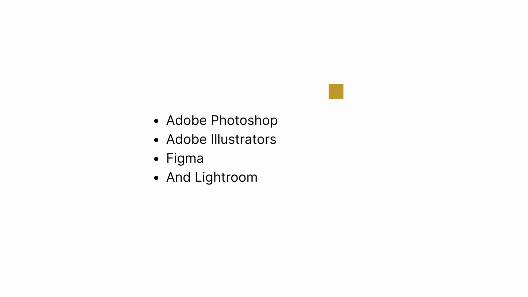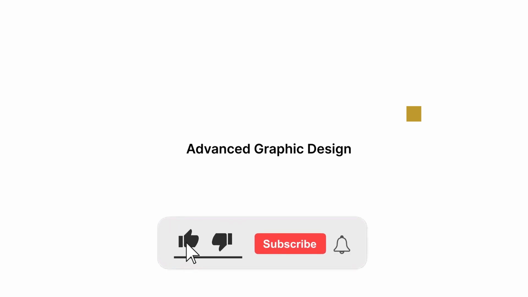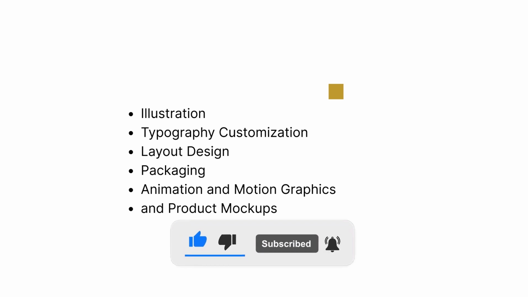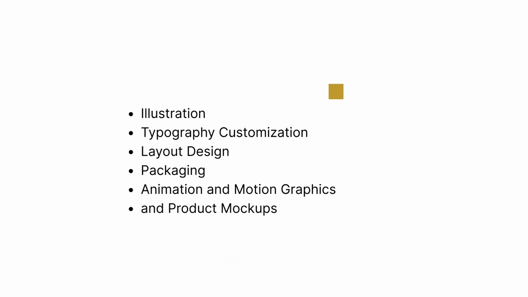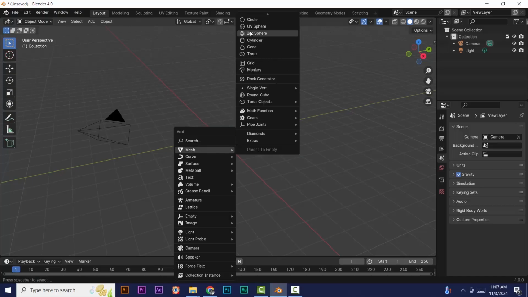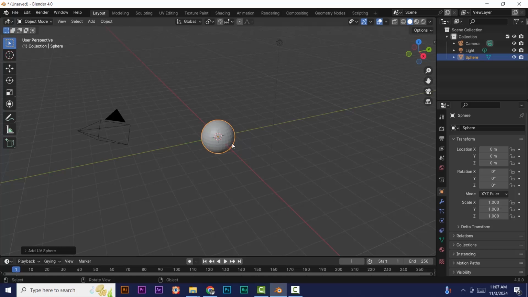Now let's talk about the advanced graphic design skills. These are often used to create a more specialized character and personality in the brand identity design system. You will need skills like illustration, typography customization, layout design, packaging, animation and motion graphics, and product mockup design. You will need tools like FontLab, Adobe Photoshop, Adobe Illustrator, Figma, Adobe After Effects, Adobe Premiere Pro, Adobe Audition, and Blender to create advanced graphic design.